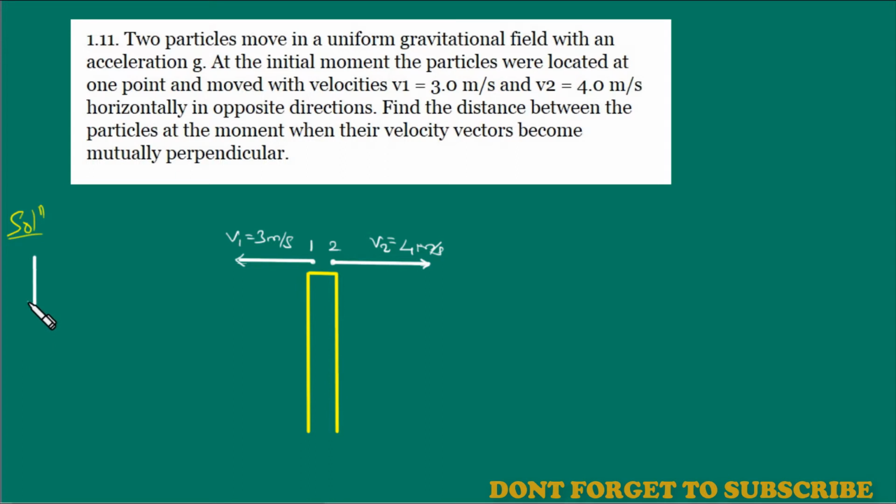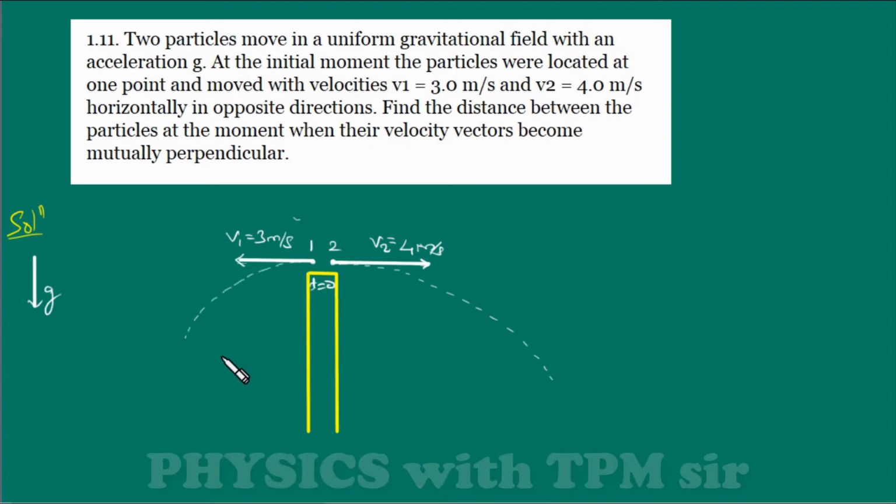So we all know that acceleration due to gravity is vertically downward, and the value we know is 9.8, or to ease calculation we may put 10. Now we know that this particle will go like this. They both are thrown at t equal to 0. Now this particle will go like this. And now at some point of time they are saying that their velocity vectors become mutually perpendicular.